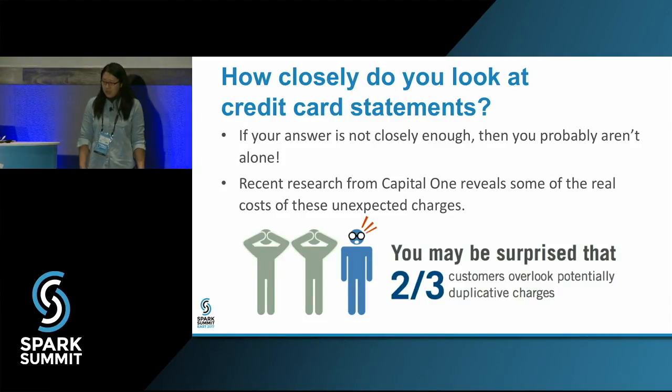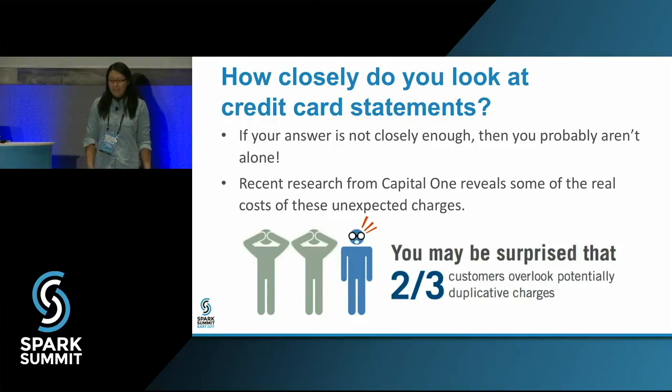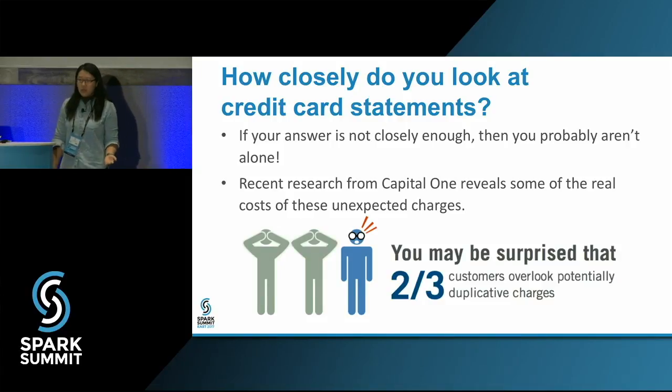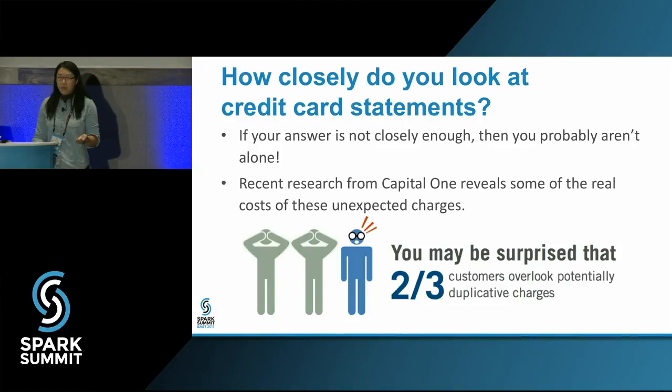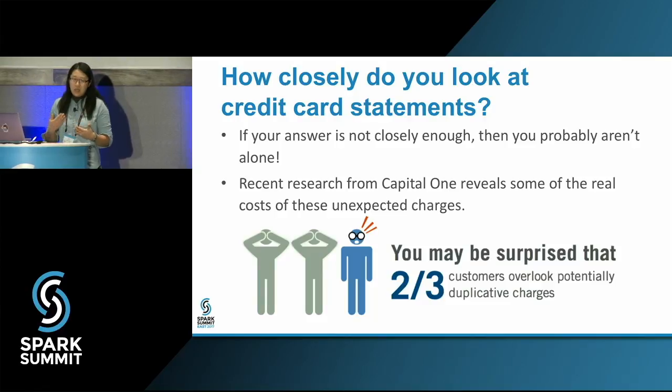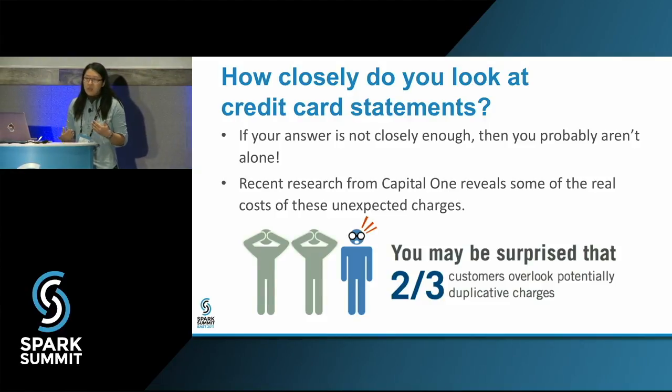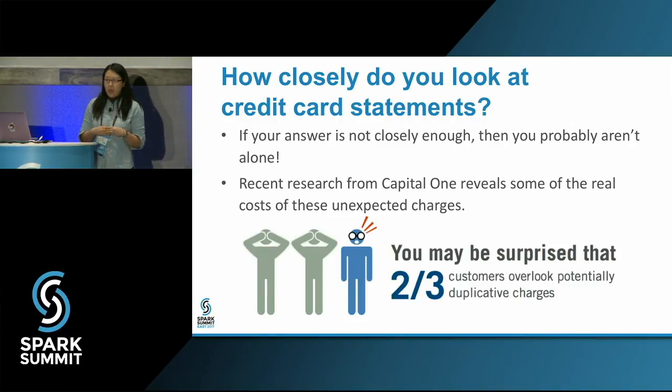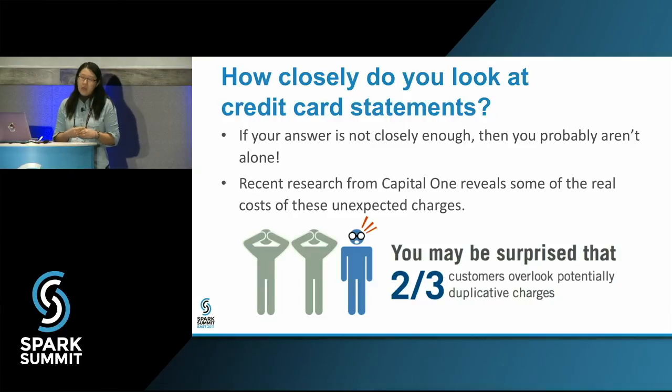If your answer is not closely enough, you are probably not alone, because recent research from Capital One reveals some unexpected charges. For example, you may be surprised that two-thirds of people will overlook potential duplicated charges. And when our customers find such charges, they may become nervous and constantly check their transaction activity. We want to help our customers so that they can sit back and relax, and always stay on top of their spending.